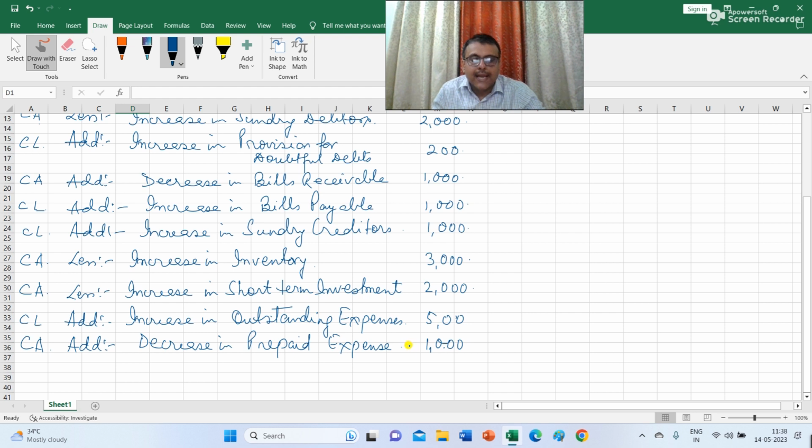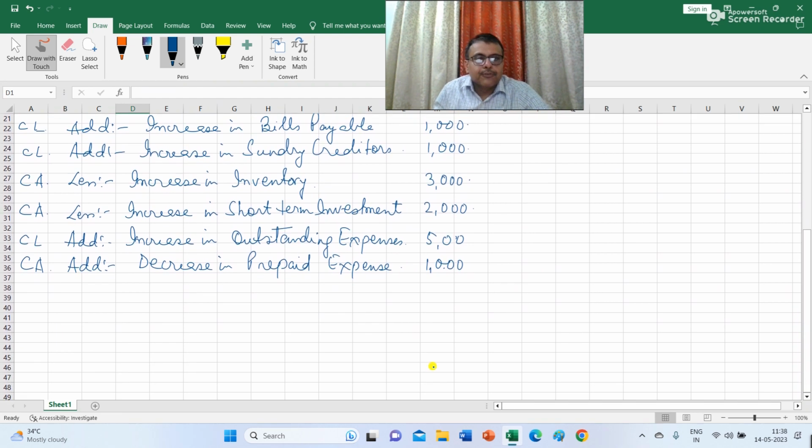Next is your accrued income. So accrued income is a part of your current asset, that is receivable, and there is an increase in accrued income, so we have to reduce this figure. So increase in accrued income, amount is for rupees 1000.